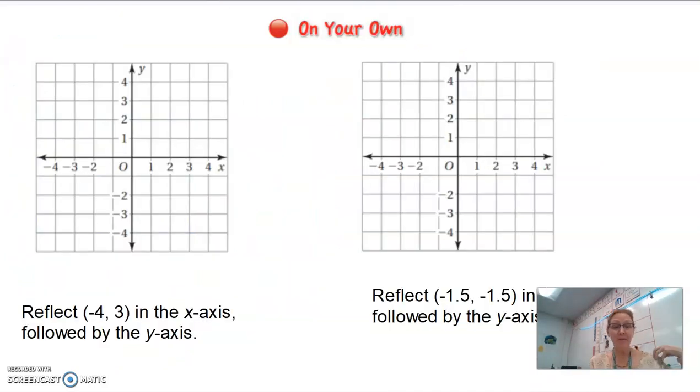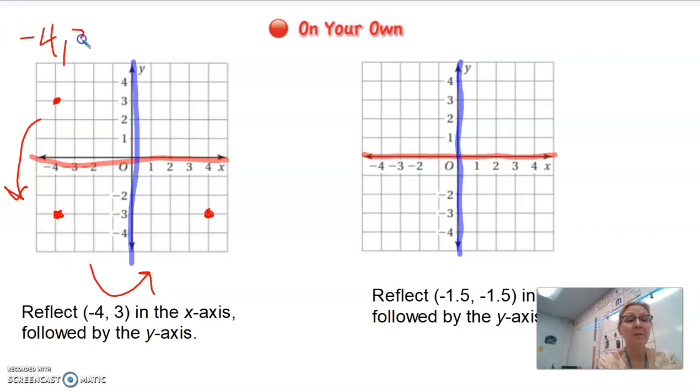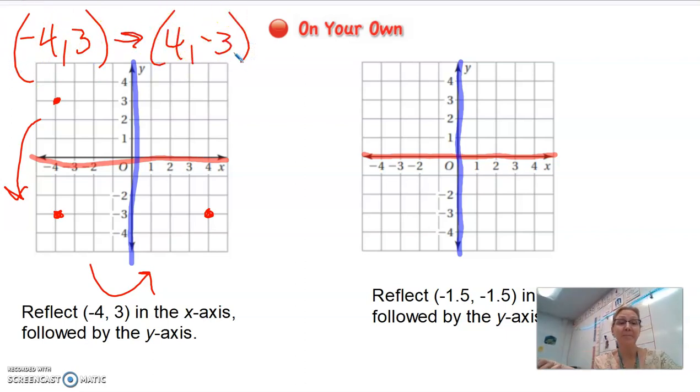Here we go. This is your OYO reflecting in the x-axis and then the y-axis. I'm going to highlight my x with one color and my y with a different color. Okay, so here's my point. Negative 4, 3. I'm going to first reflect across the x and then across the y. So if it's up 3, the reflection will be down 3. If it's to the left 4, the reflection will be to the right. So negative 4, 3 reflects to positive 4, negative 3.